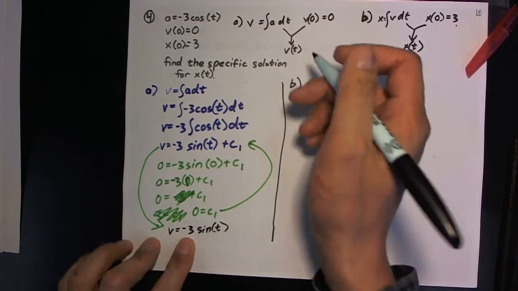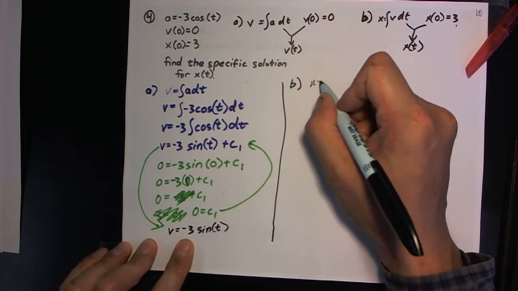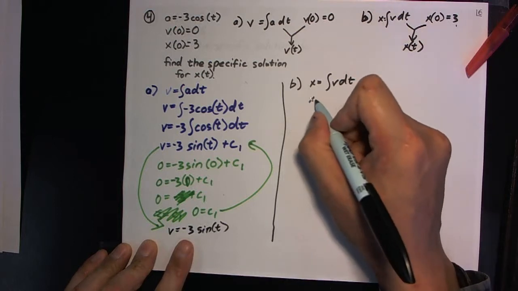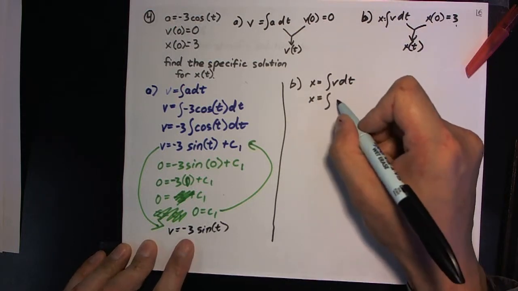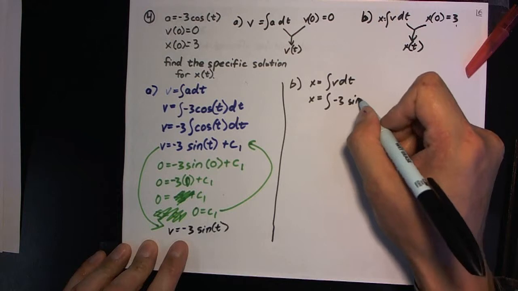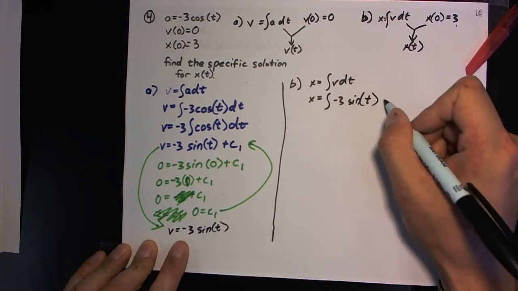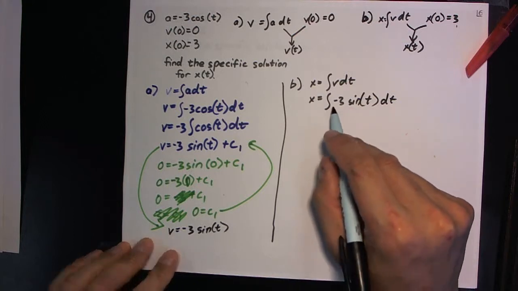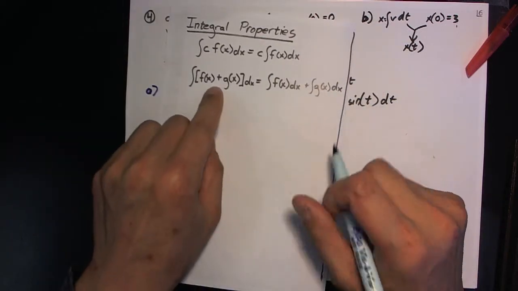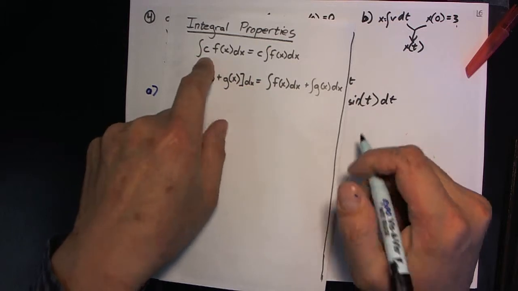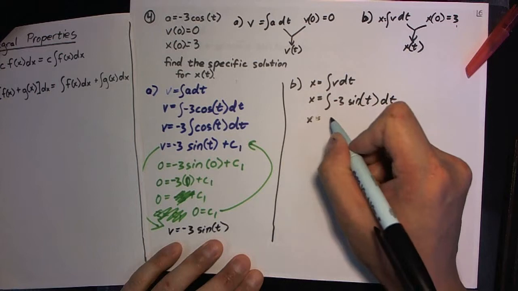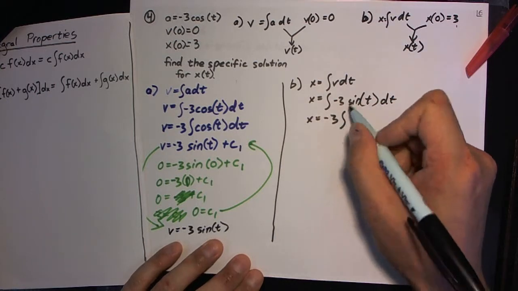Take that, integrate it again in order to get position, or general solution for position. Okay, no functions added together, so we don't need this, but we do need this. We still got that negative 3, so we can move that outside of the integral sign.